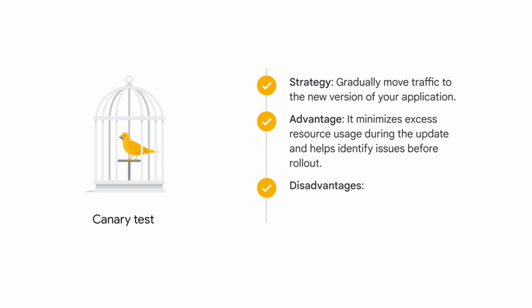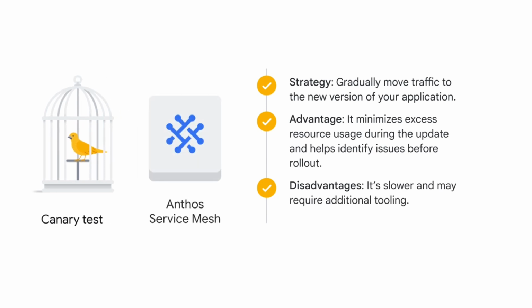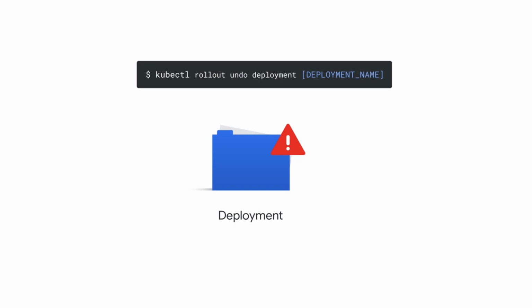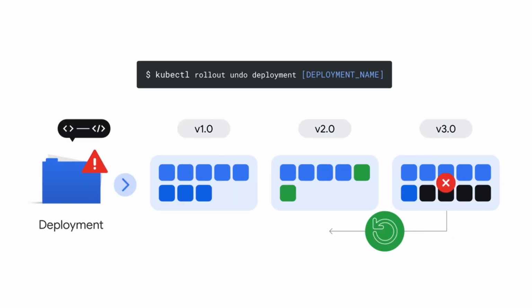The disadvantages are that canary deployments are often slower and may require tools like Anthos Service Mesh to accurately move the traffic to the new version. Now, what if there's an issue with the deployment? You'll likely need to undo or roll back the update by using the kubectl rollout undo command. The rollout undo command will revert the deployment to the previous version or to a different version that you specify.